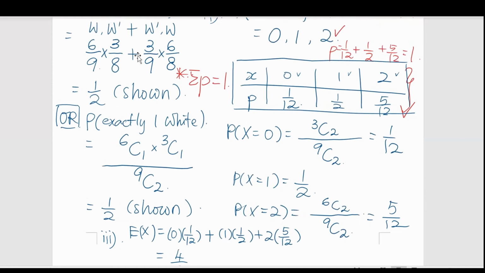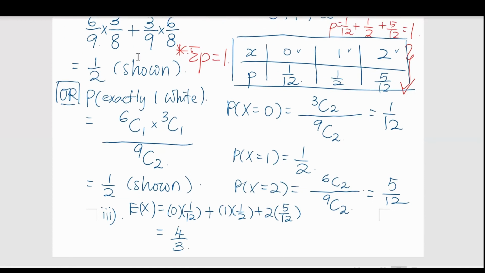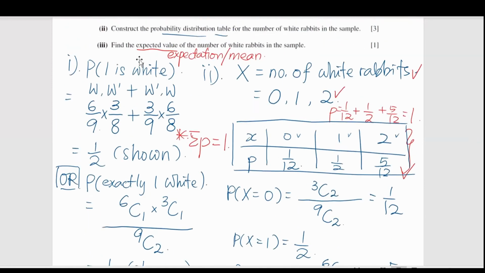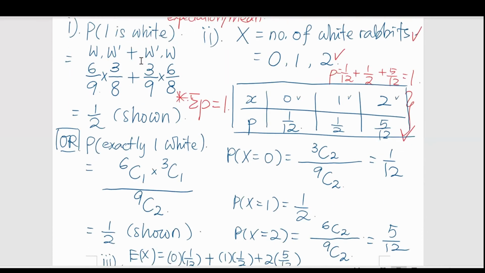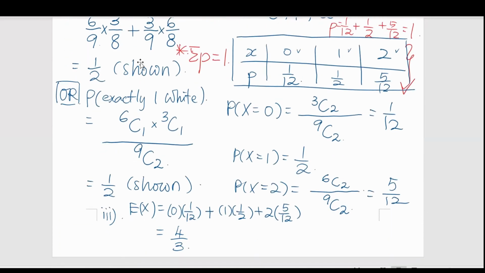And then we have found the mean or the expected value for the number of white rabbits. All right. So if we are going to look for the variance, if the question asks for it, then we just have to use the formula here, which is again given in the formula booklet. Okay, so we are done with the questions. And that's all for this lesson. Bye-bye.